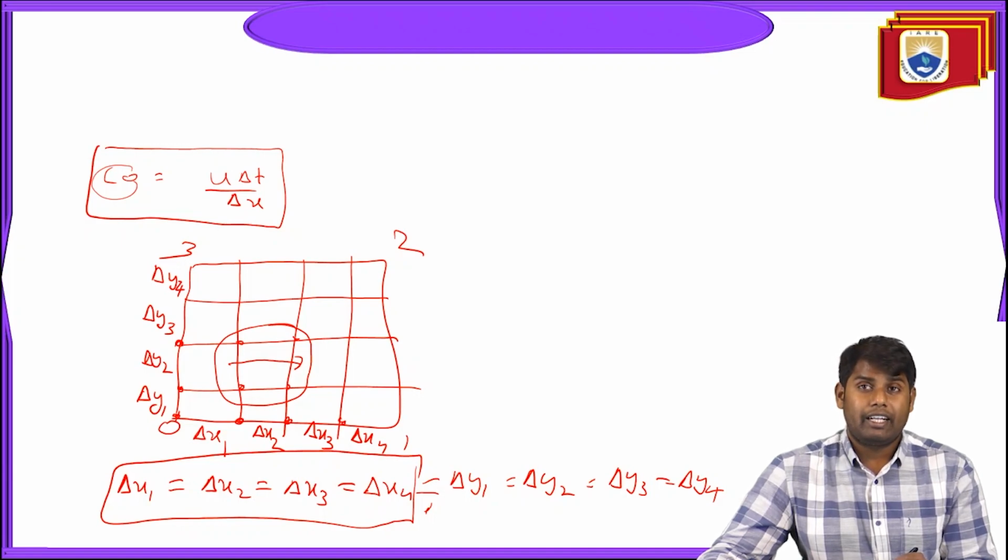Let's say if the delta t is less than delta x, what happens? By that time, the fluid particle will still be inside the cell. And if delta t is greater than delta x, what happens? Here the fluid particle will cross it.